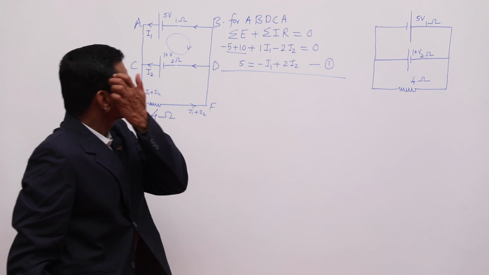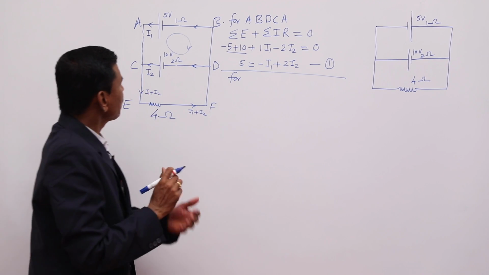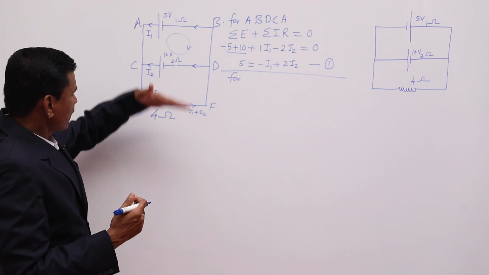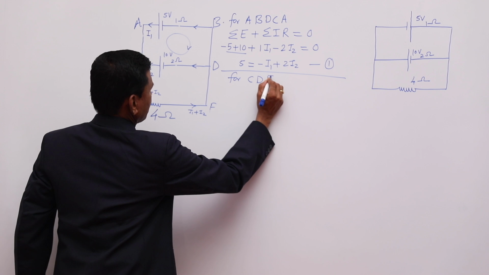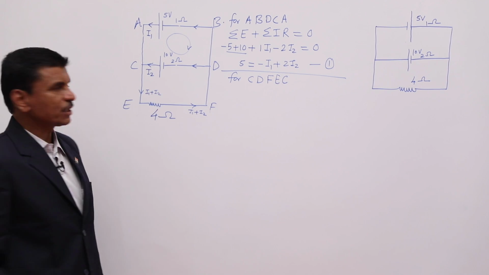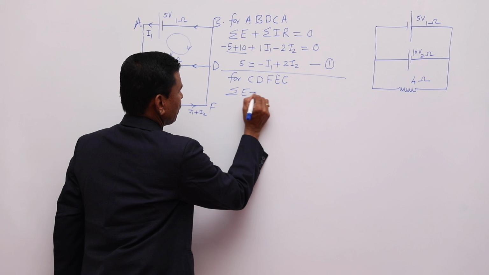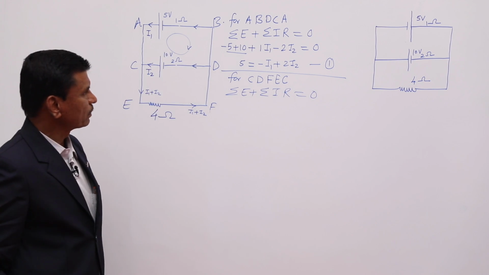Again use Kirchhoff's law for another loop. Which loop shall we take now? The lower one, say. C, D, F, E, C. Okay. What is the rule? Summation EMF plus summation IR equal to 0.